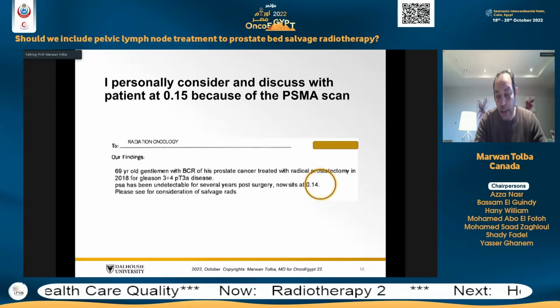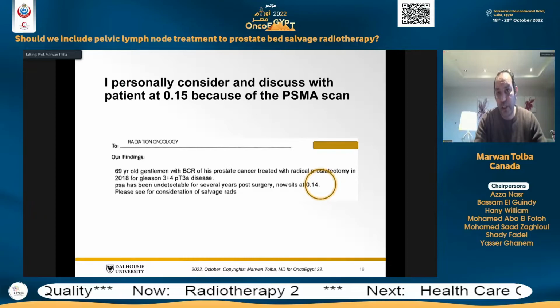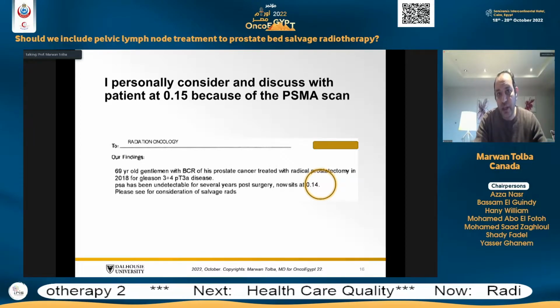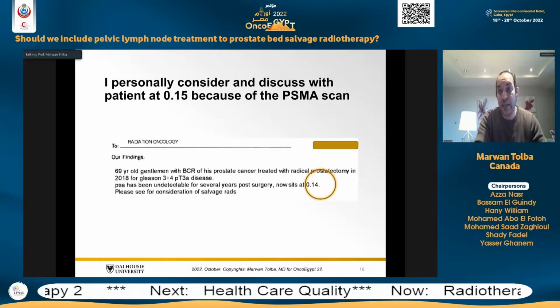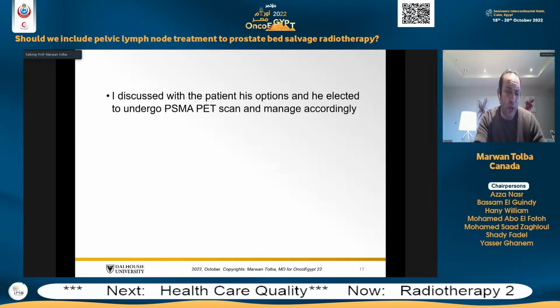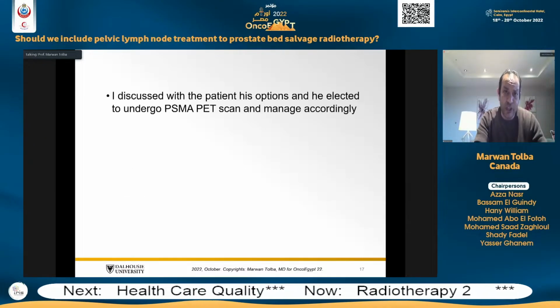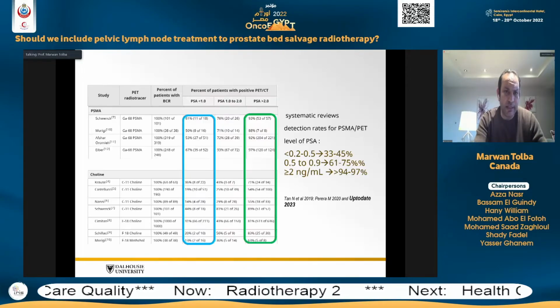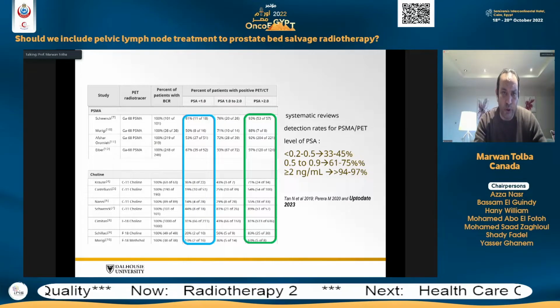I worked in Montreal in a very big hospital, followed trials of nuclear medicine and GU radiation oncology. They actually did many trials about this, and we used the cutoff of 0.15 for the PSMA PET scan. So regarding this patient, I already discussed the PSMA PET scan with the patient, and we will manage accordingly. But why did I ask for the PSMA scan at this point?